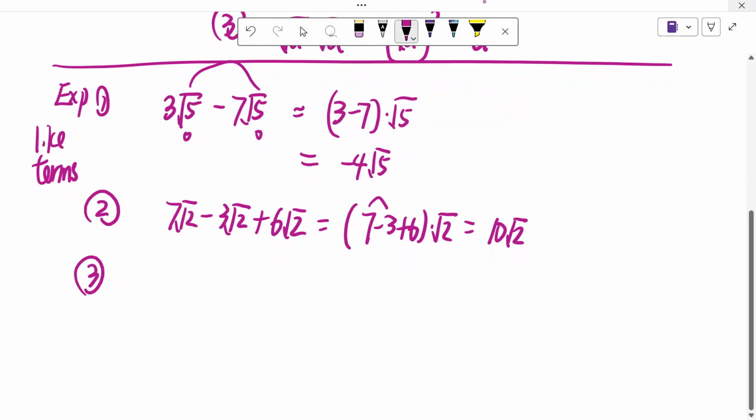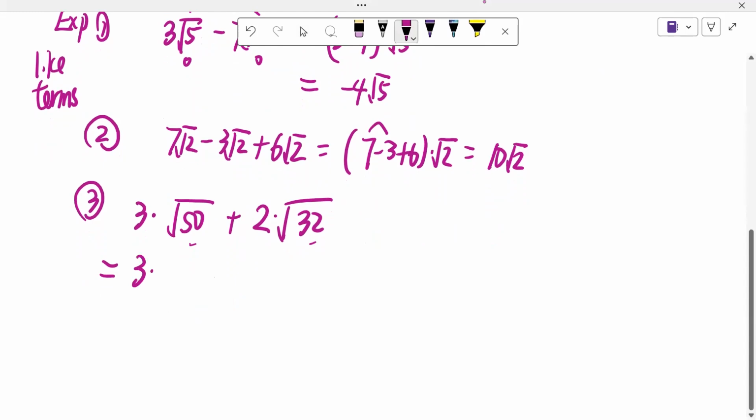The third one, let's say we got 3 times square root of 50 plus 2 times square root of 32. If you look at 50 and 32, they are not like terms, but we can simplify. First, 25 is the maximum perfect square going into 50. We do 25 times 2 here. This one, 16 is the maximum perfect square going into 32. 16 times 2.